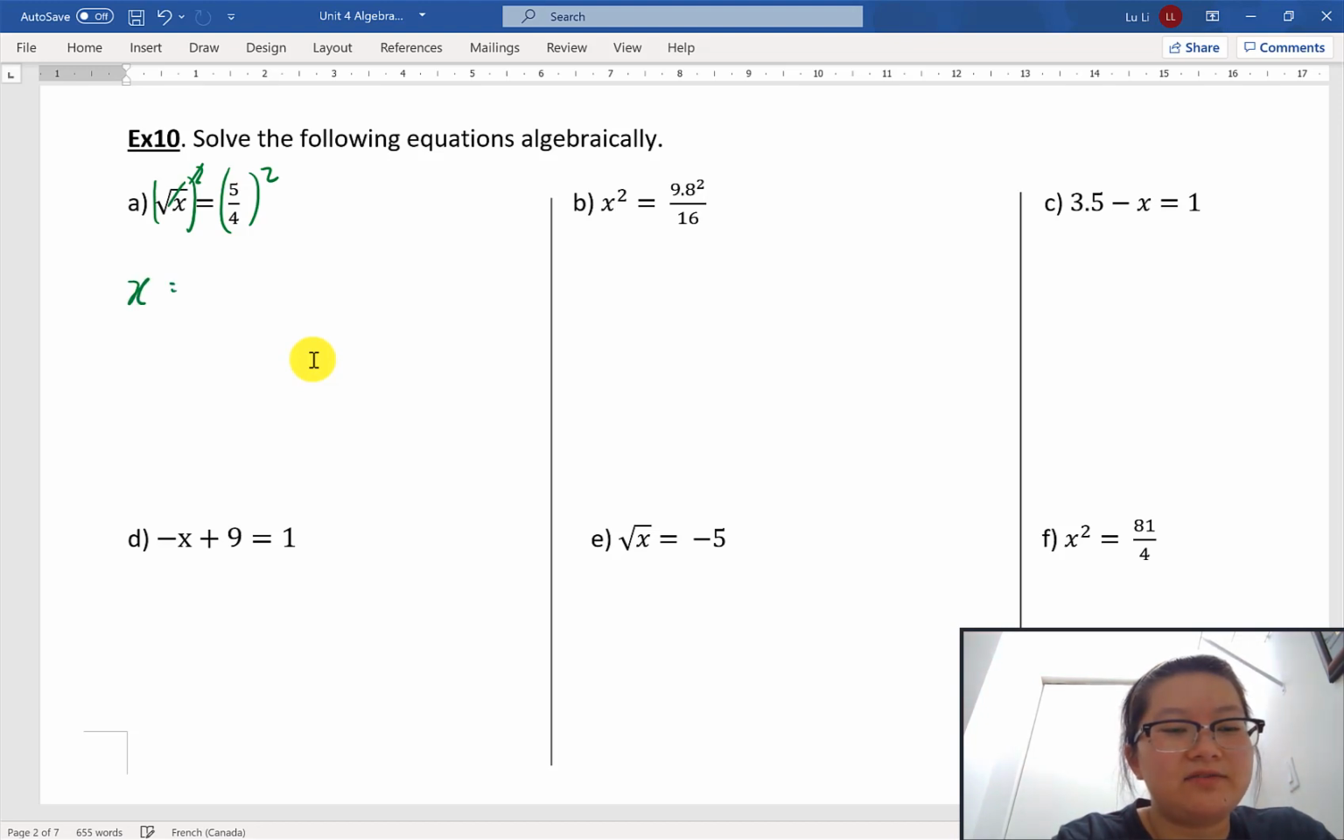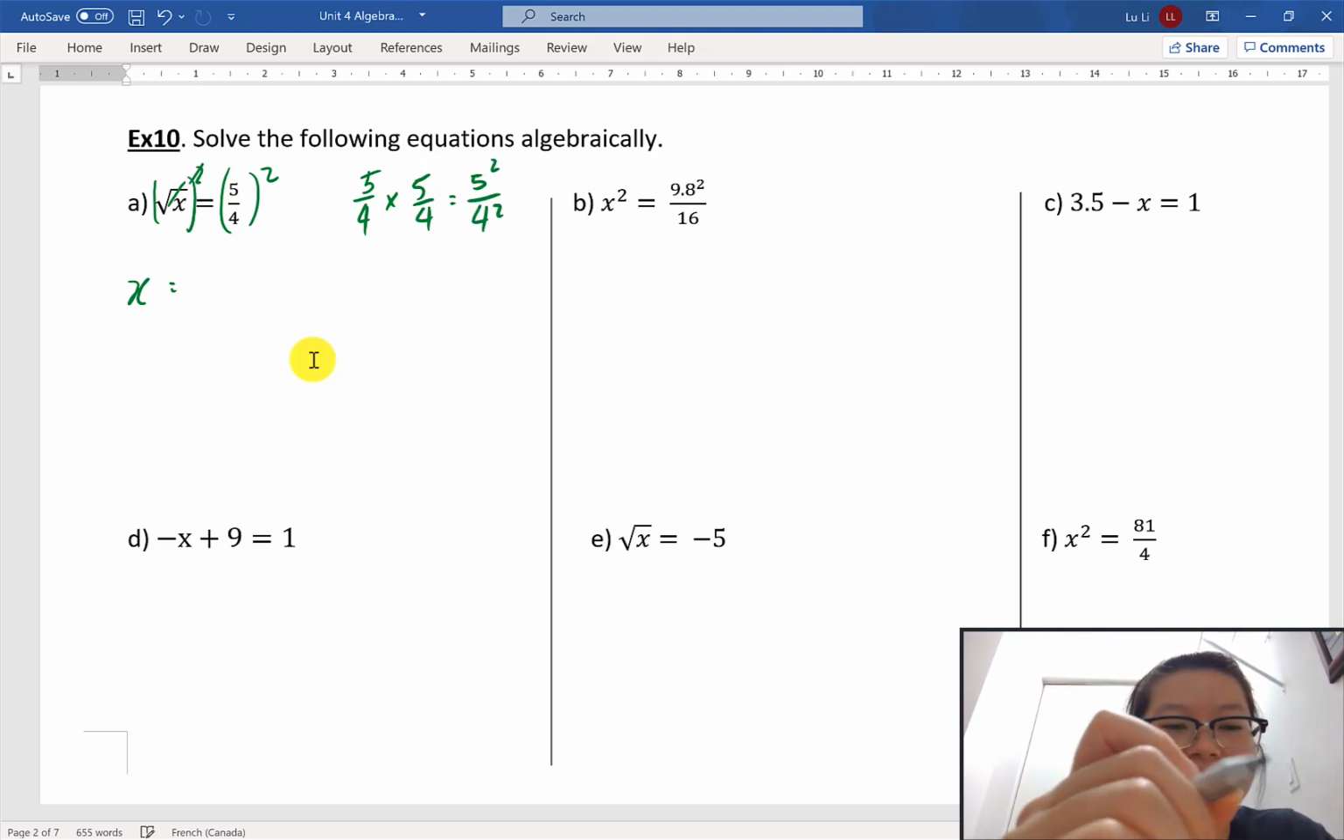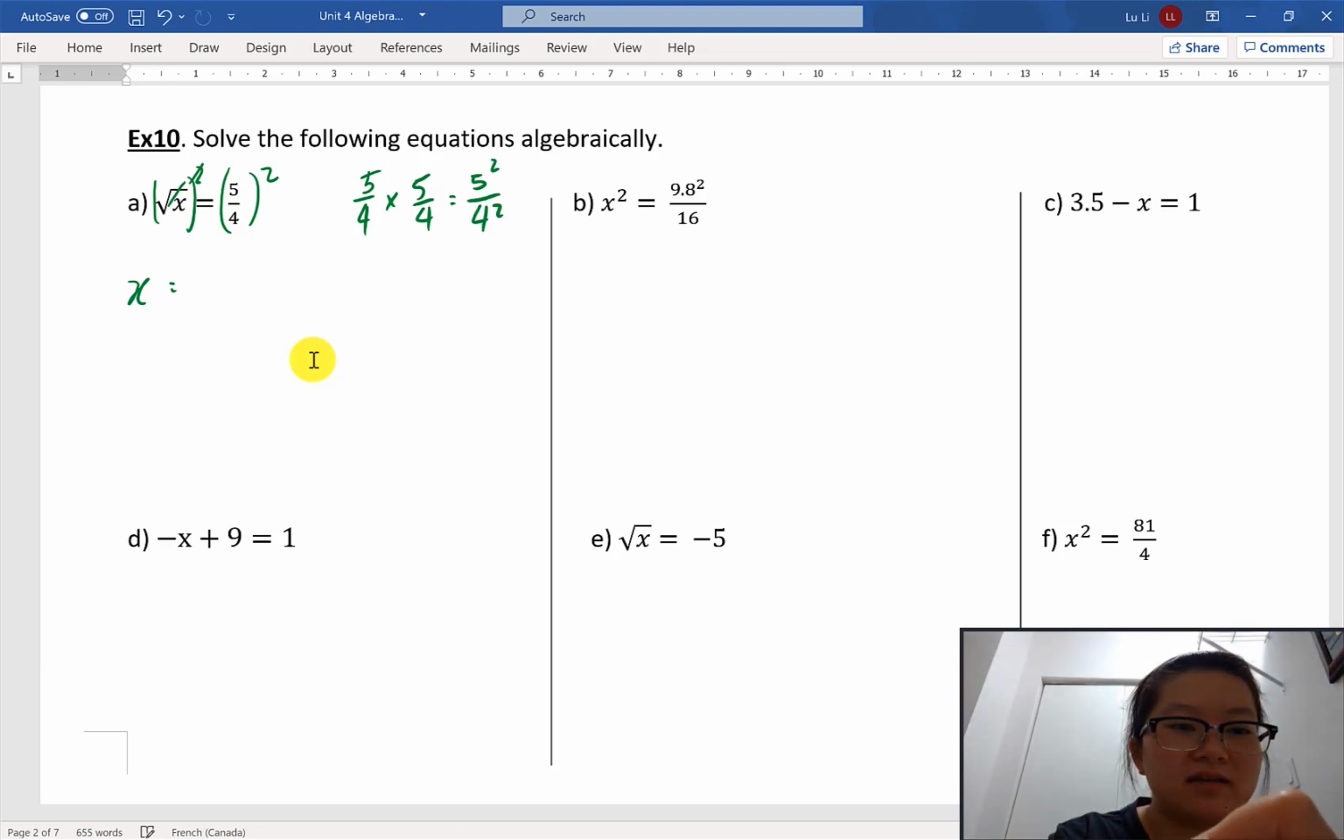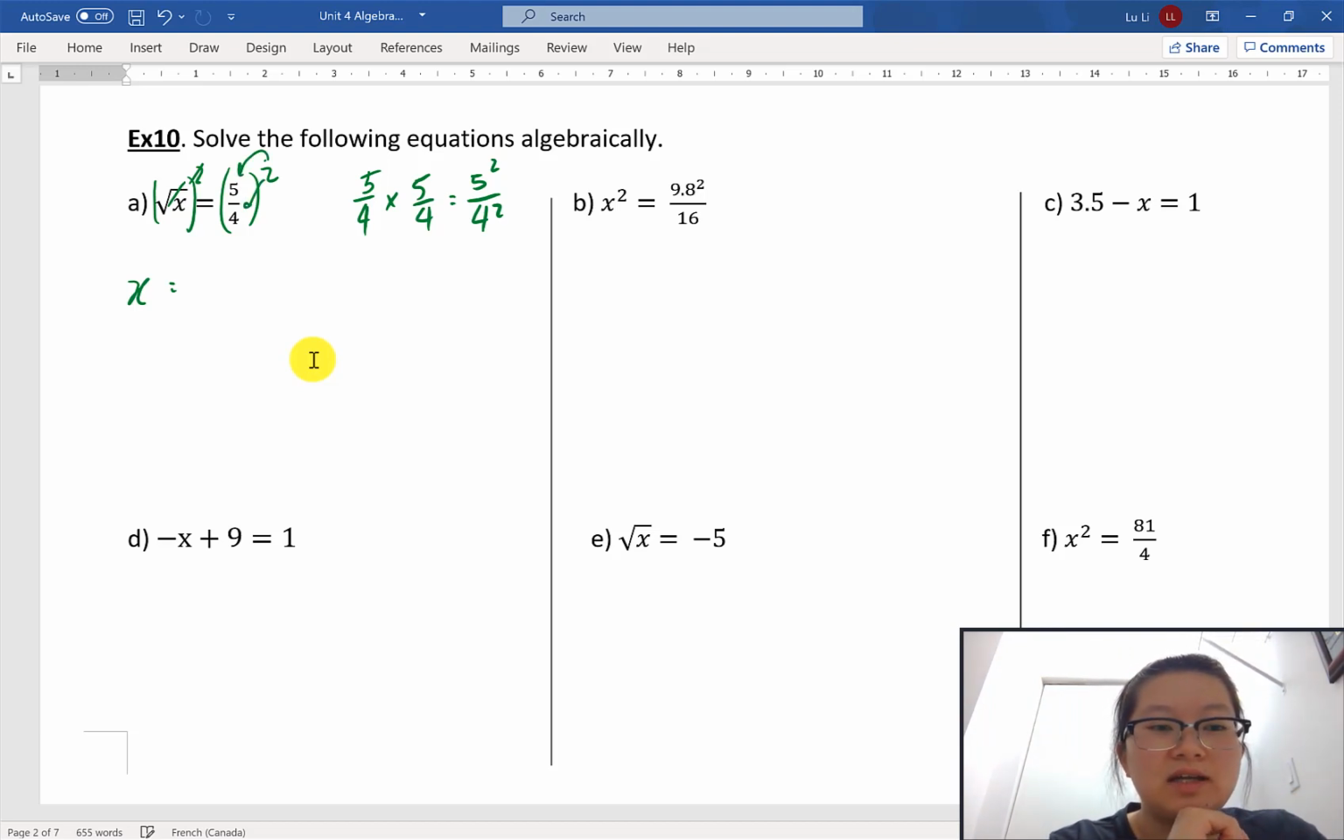The other side I have 5 over 4 squared. So don't forget, I am squaring the whole fraction. I'm not just squaring the 5 or just the 4. I'm squaring the whole thing. If you think about it, this is kind of like 5 over 4 times 5 over 4. In other words, this is also similar to 5 squared over 4 squared. It's exactly the same thing. I'm taking this exponent and distributing it to all the numbers inside.